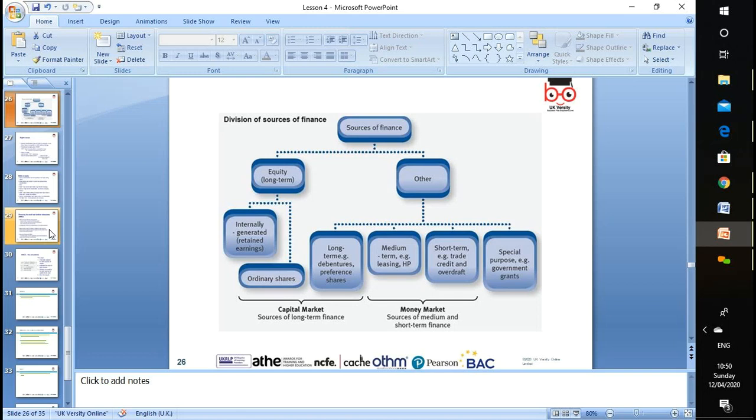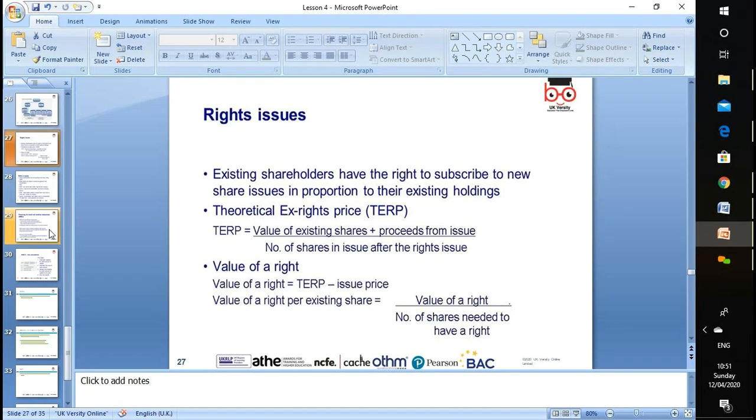Internally generated returns, profit or earnings can be a source, or you can go for issuing more shares. Other sources of finance are long-term preference shares, medium-term leasing and hire purchase, short-term trade credit and overdraft, and special purpose government grants. So you have to look around: the capital market is the long-term finance, and the money market is the medium and short-term finance. So you need to look around which source of finance you will use and why you will use this one.